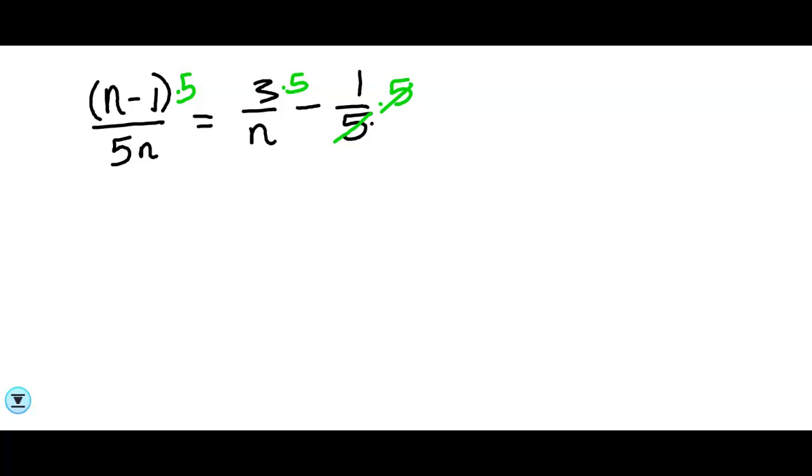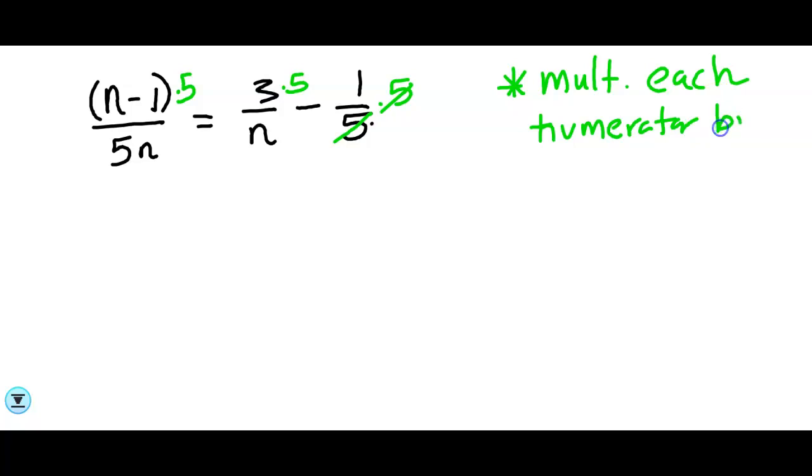Just the tops. Thank you. So let's make a little note there. When you unfraction, you just multiply the top. Multiply each numerator by the denominators. Okay? So let's see what we have left.